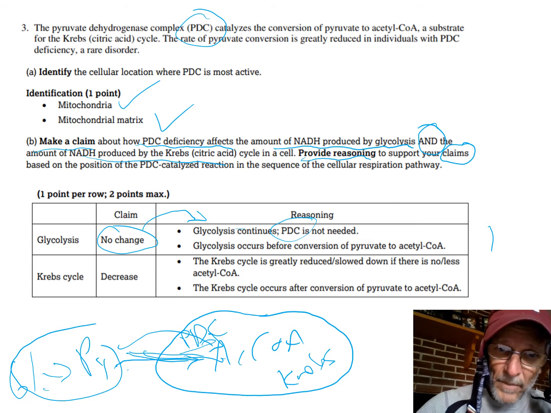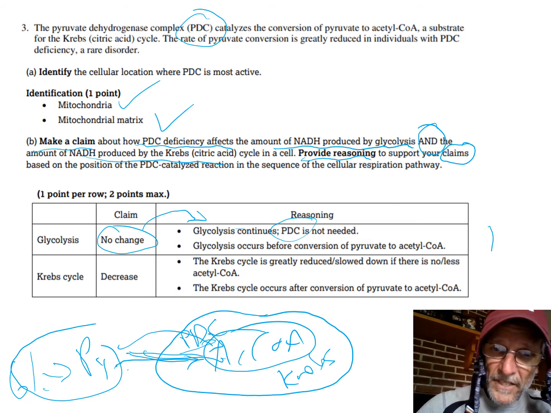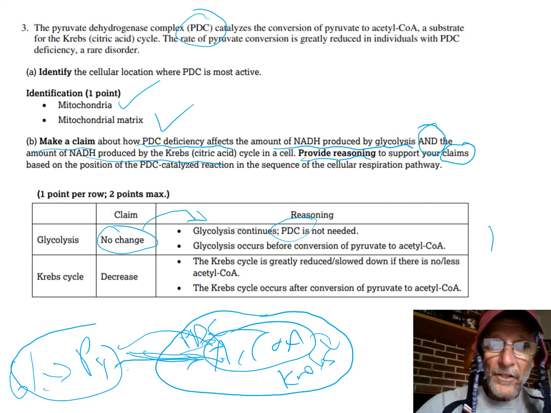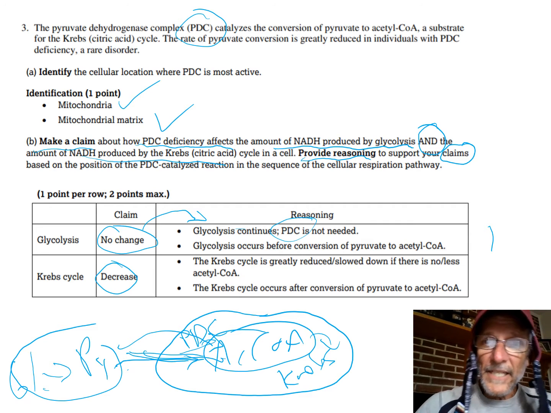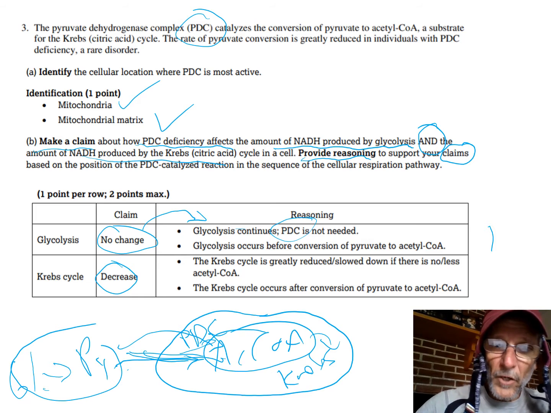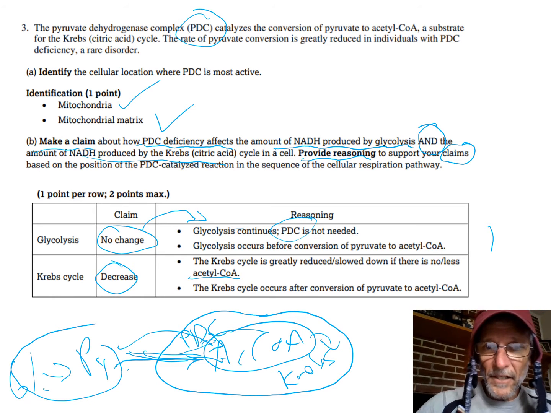If this doesn't happen to make that stuff that they told you is needed for the Krebs cycle, then you'd expect the amount of NADH produced in the Krebs cycle to decrease, because if you don't have acetyl-CoA, then you're not going to have as much Krebs cycle.